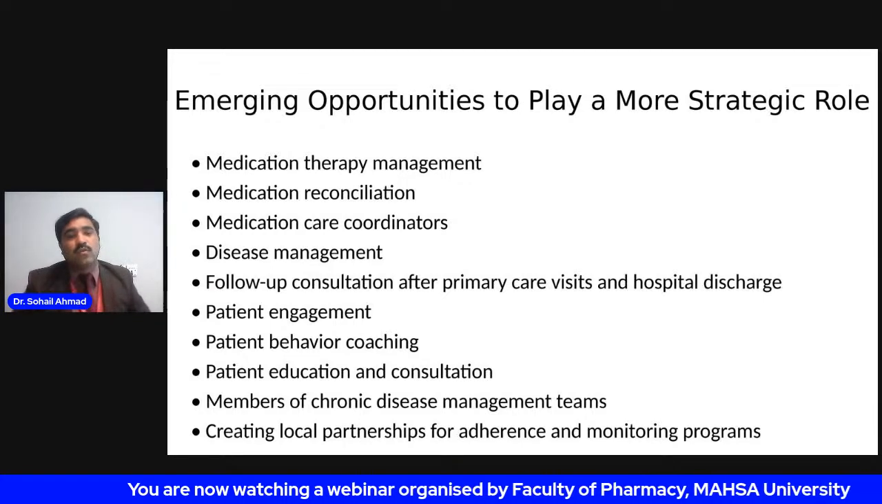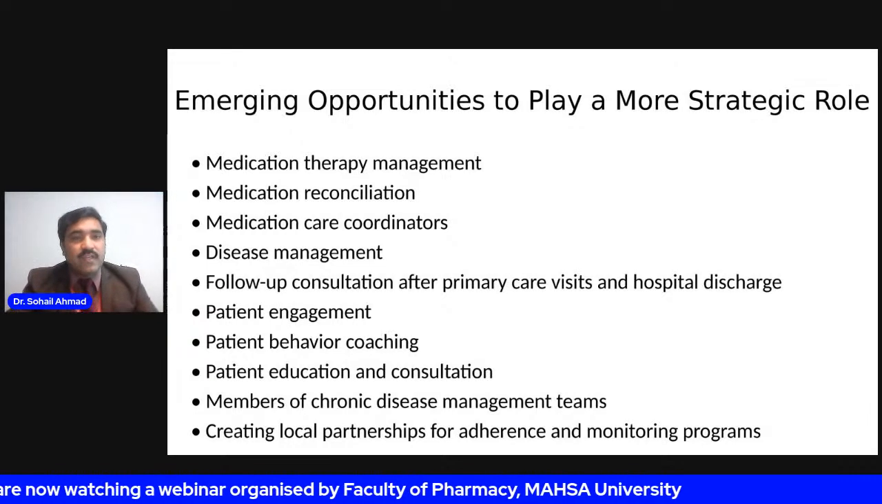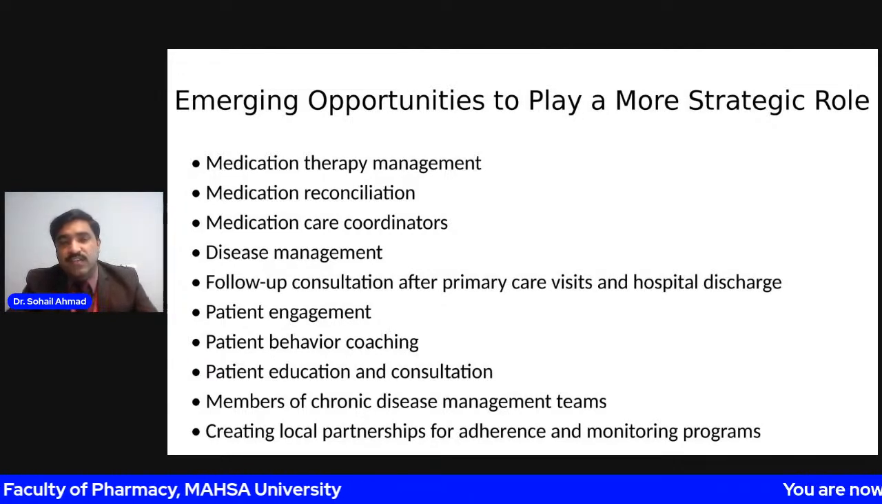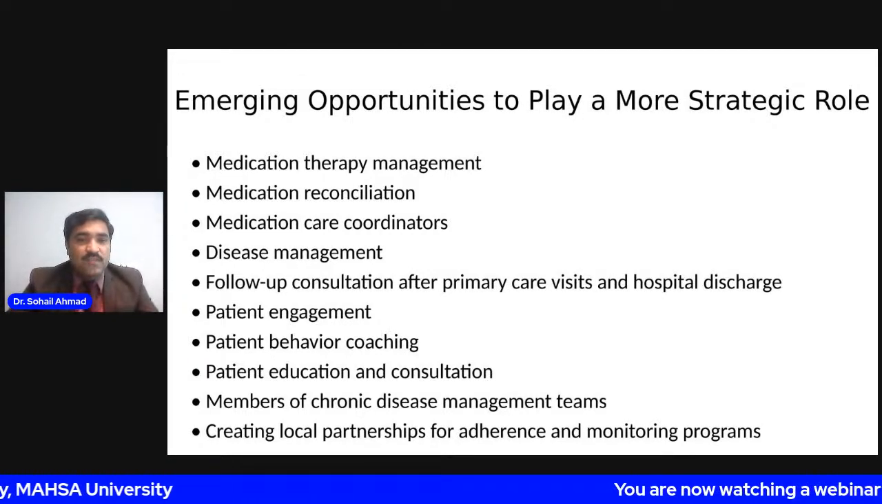So all these roles the pharmacist can only actively be involved in if the pharmacists have a certain type of skill sets required for these specific roles.